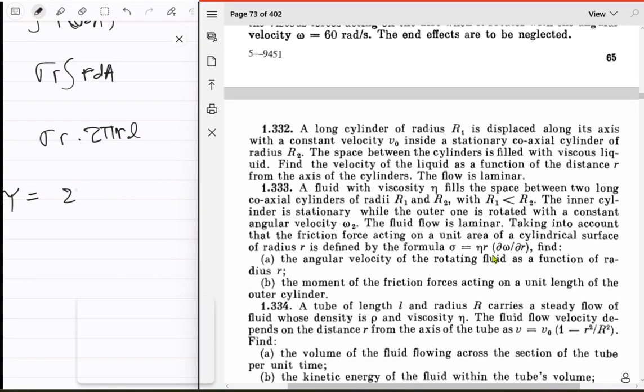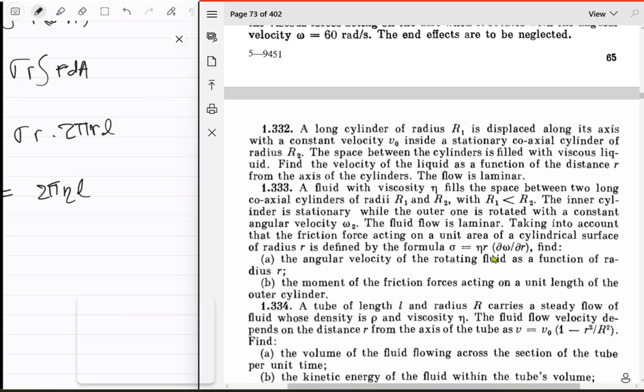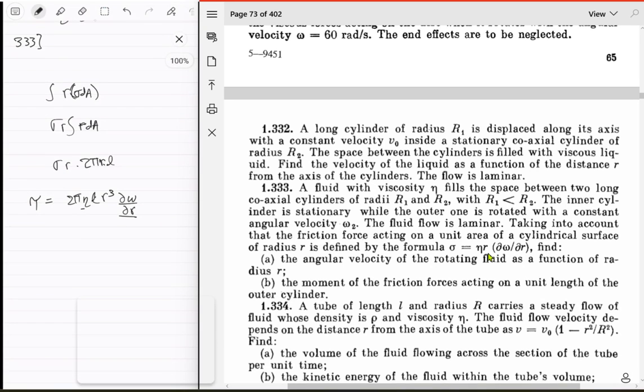So it's 2 pi eta L times R squared, R cubed, in fact. Okay, that was R squared. Now it's R cubed because there's that R over there as well. And then you want partial omega partial R. This is over there, then this is over. That's done. This is also done. And then you have L, and 2 pi. Yeah, works out. That's our torque.